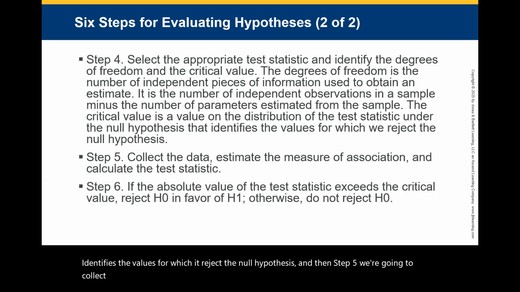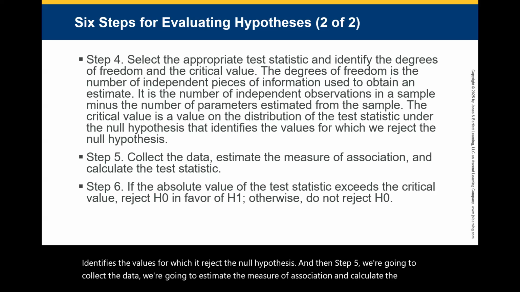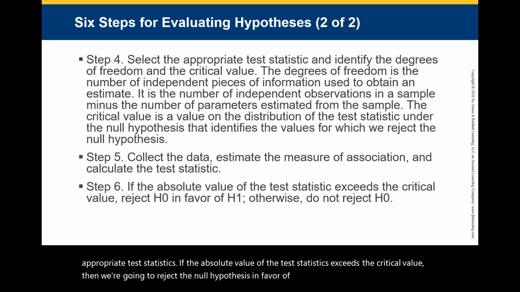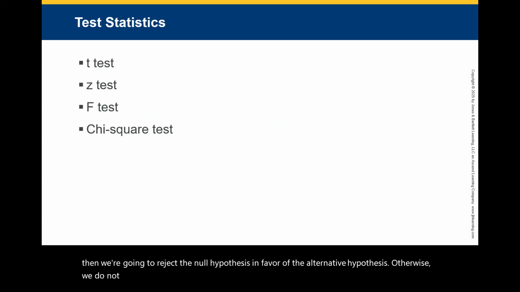We're going to estimate the measure of association and calculate the appropriate test statistics. If the absolute value of the test statistic exceeds the critical value, then we're going to reject the null hypothesis in favor of the alternative hypothesis. Otherwise, we do not reject the null hypothesis.